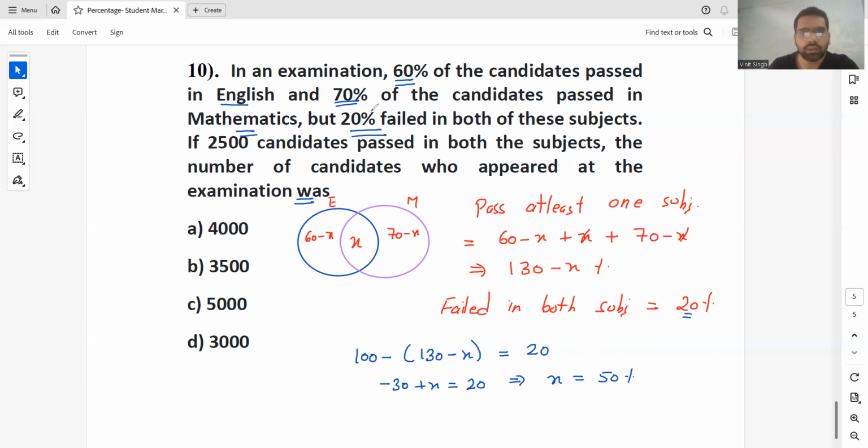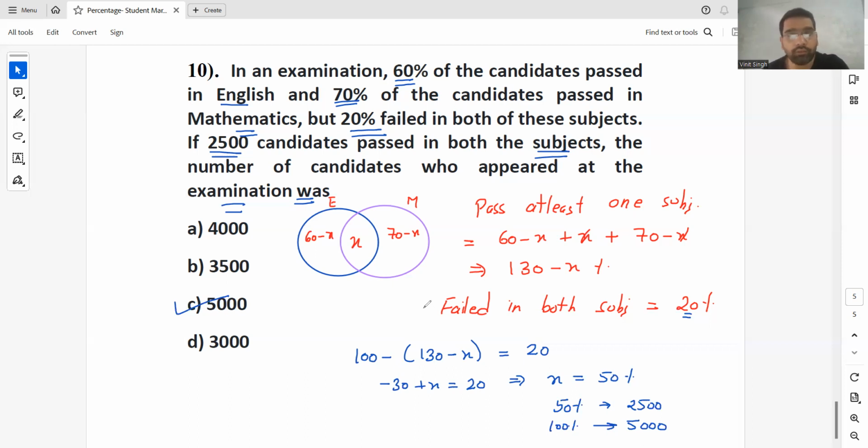Now the question they are asking: if 2,500 candidates pass in both subjects, then the number of candidates who appeared in the examination. We have to find how many students appeared in the examination. 50% is given as 2,500, and we have to find the value of 100%, which is equal to 5,000. So 5,000 students appeared in the examination.